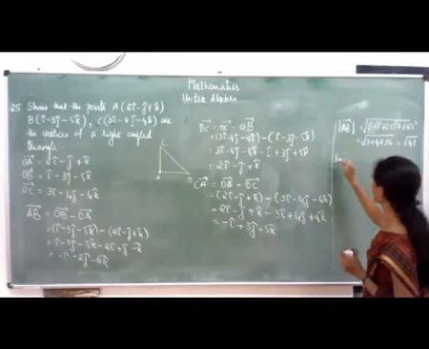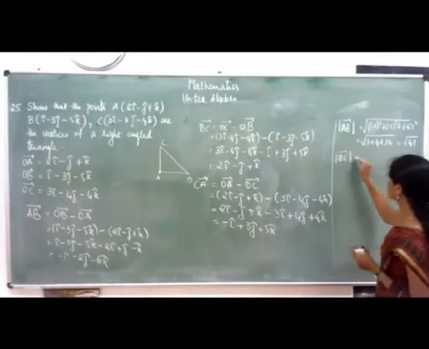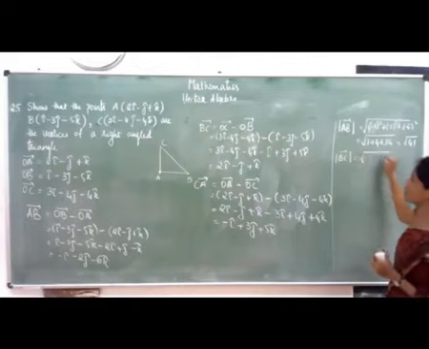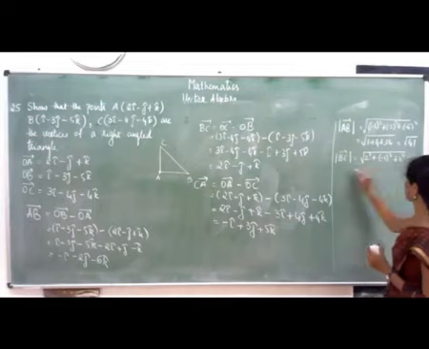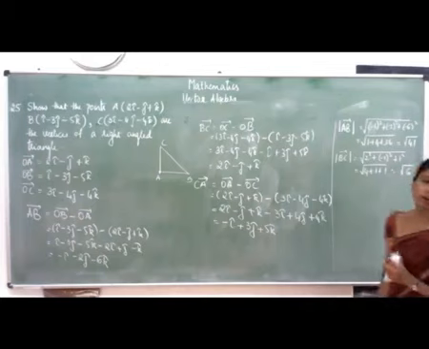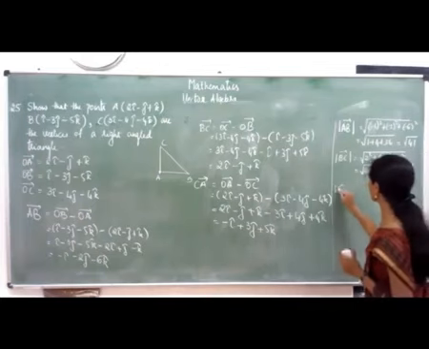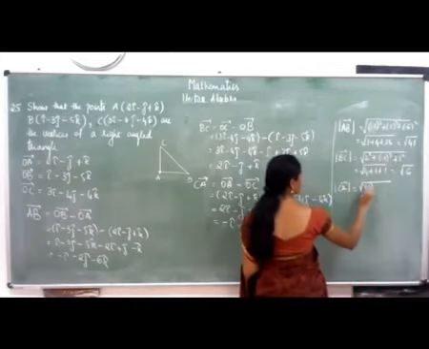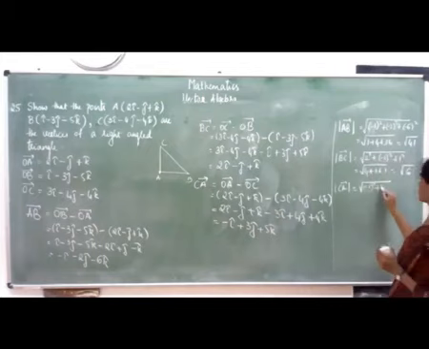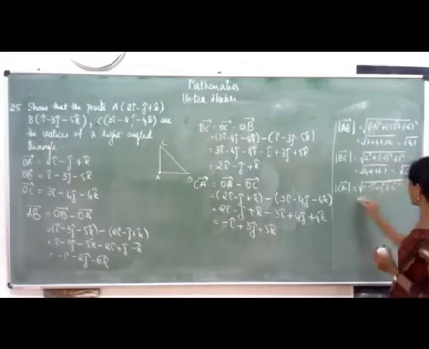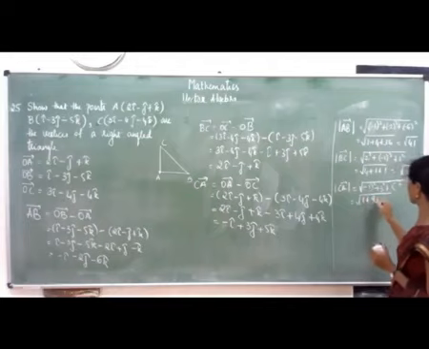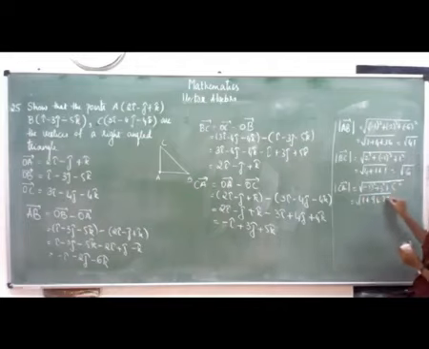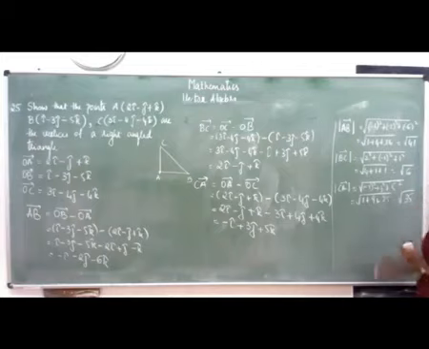Next, finding the magnitude of BC. Therefore, this is equal to root of 2 square plus minus 1 whole square plus 1 square, which is 4 plus 1 plus 1, which is equal to root 6. Then the magnitude of vector CA is equal to root of minus 1 whole square plus 3 square plus 5 square, which is 1 plus 9 plus 25, which is equal to root 35.